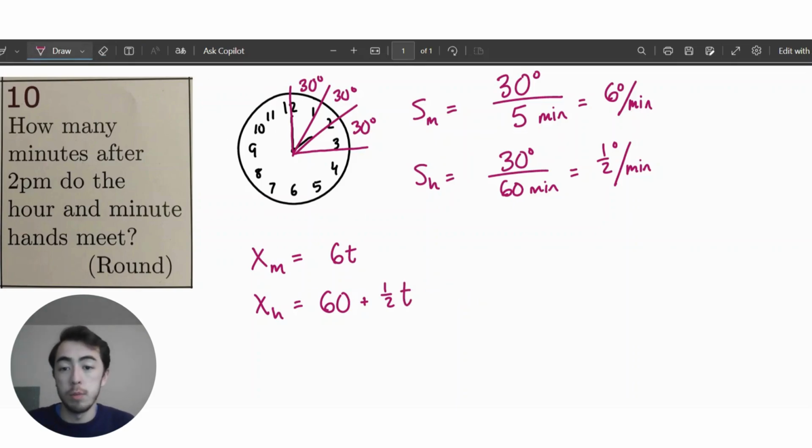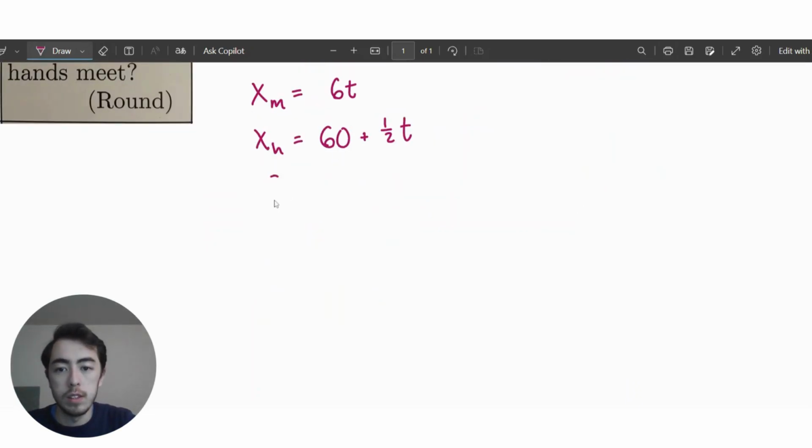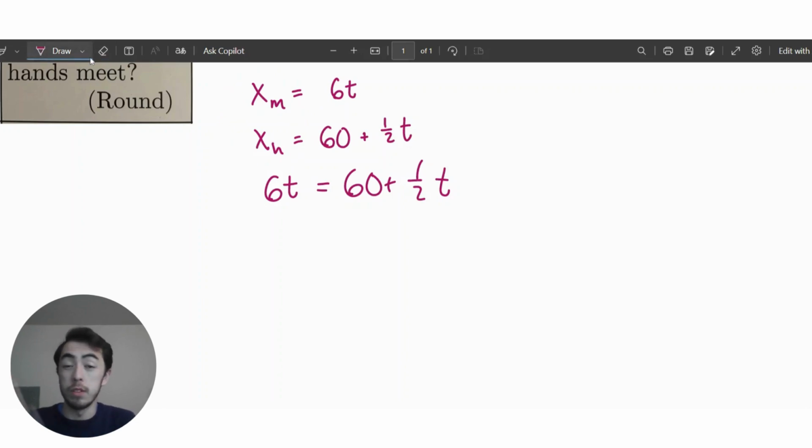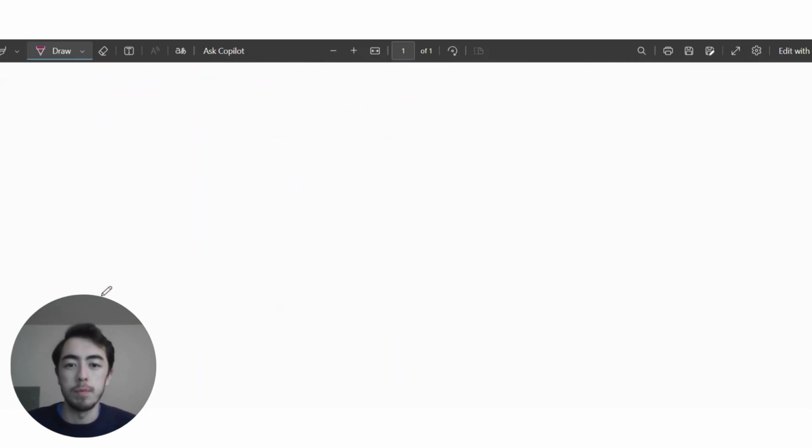And eventually their positions are going to be the same, so I could set these two equal to each other. So I could set 6t equal to 60 plus half t, and setting them equal to each other means that their positions are going to be equal. And it's going to be really nice to be able to solve for t so that I can find the time where they overlap. Because that's the whole point of this problem, is figuring out the time when the positions of the hands are the same.